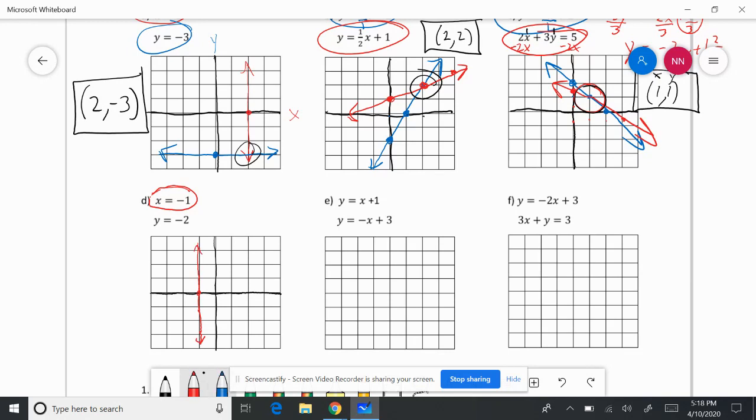For our second equation, we do the same thing, except since it's y equals, along the y-axis, we go to -2, and we draw a horizontal line. Remember, this is not our answer. Our answer is where the two lines cross. So that is -1, -2.